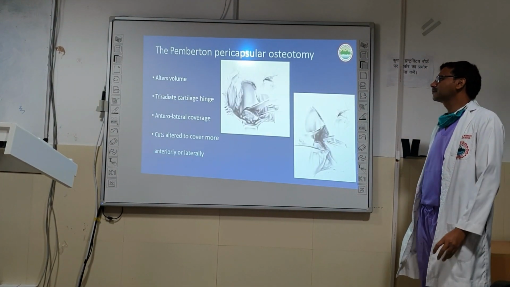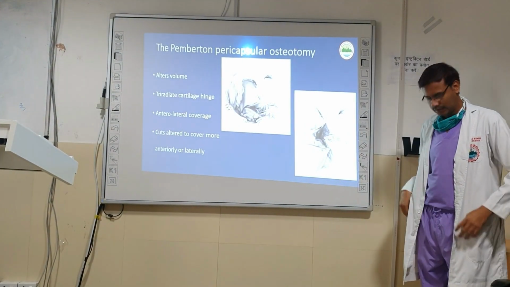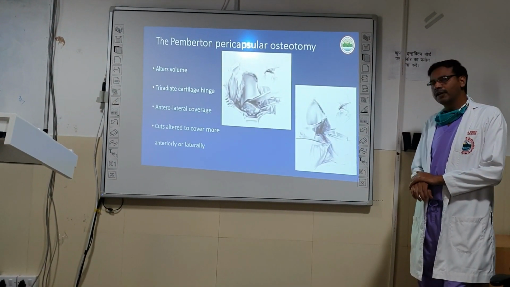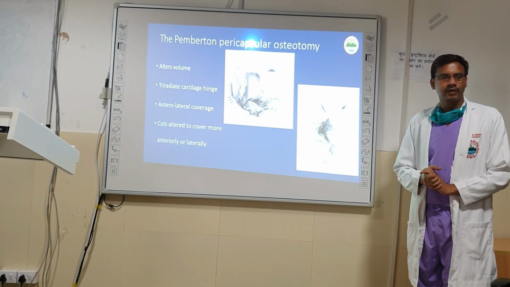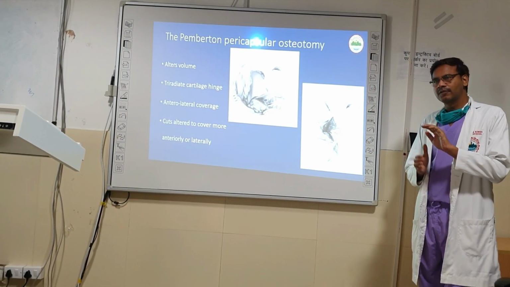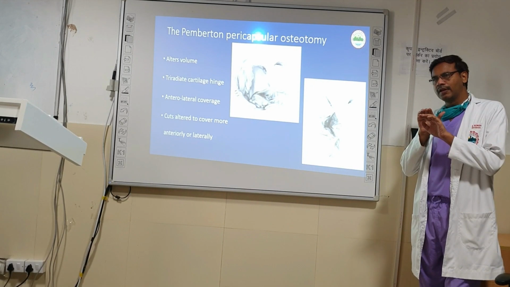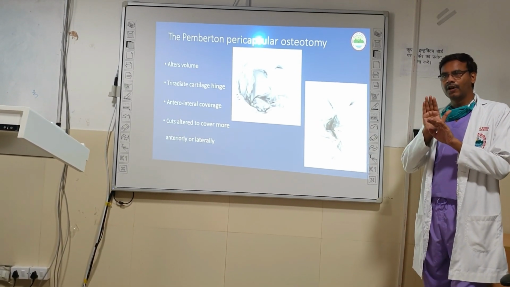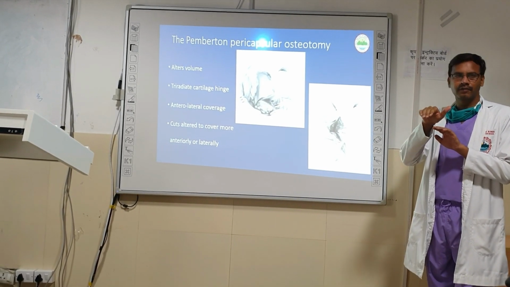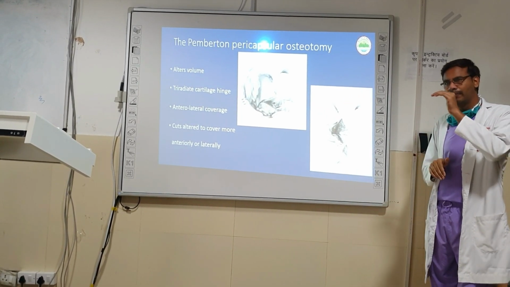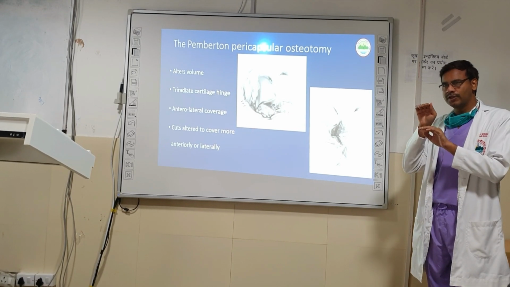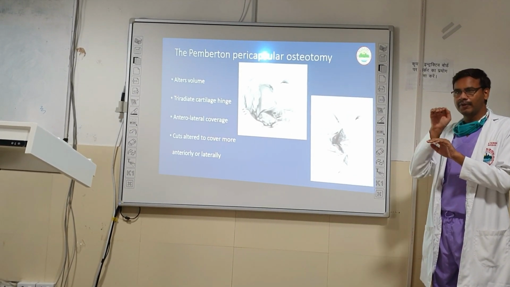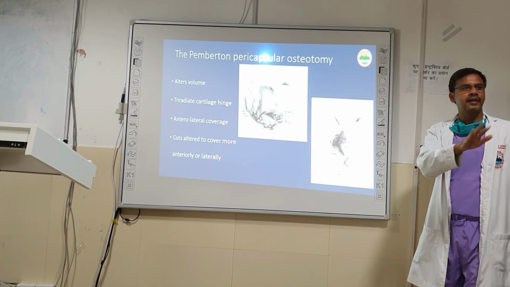Next, now what is Pemberton? So in Pemberton what we do, we again have to expose both sides of the innominate bone. Our cut starts from the AIIS and surrounding the acetabulum it goes upward, posteriorly and backward. And then from the middle part of the acetabulum it goes posteriorly and downward. And you have to curve your osteotome so that ultimately it exits posteriorly into the triradiate cartilage.